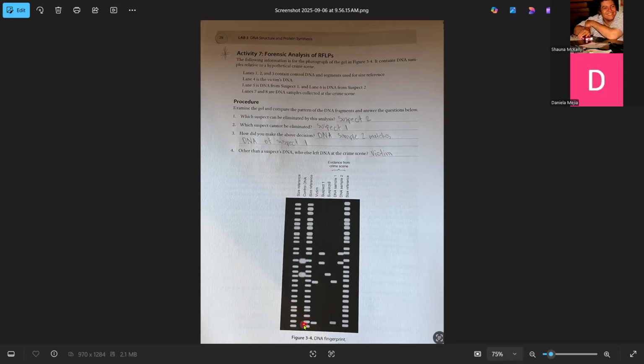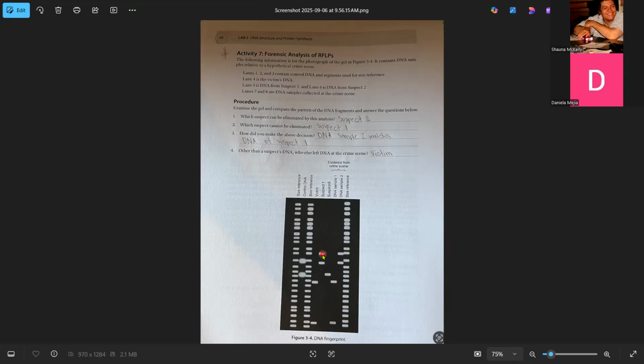Line 4 is the victim's DNA. So victim, the DNA is here. Line 5 is from suspect 1. Suspect 1 is this lane here.